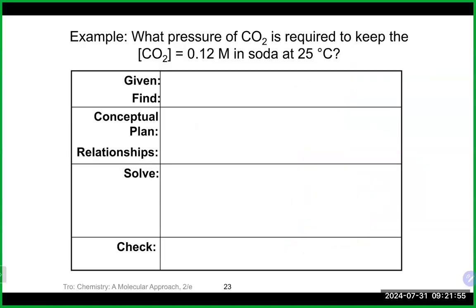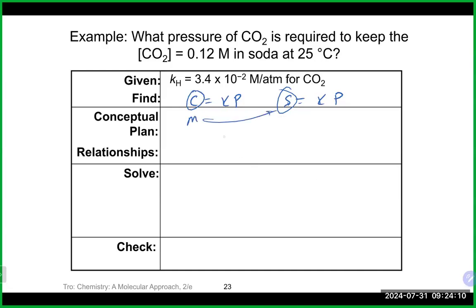So let's take a look at a calculation here. What is the pressure of CO2 that's required to keep the concentration of CO2 at 0.12 molar in a soda at 25 degrees Celsius? So why don't you give it a go? The KH, the Henry's constant for CO2, is 3.4 times 10 to the minus 2. Calculate it, and again, depending on which one you want to go with, either that or this. And again, they represent the same thing. This is really the molarity in each case.